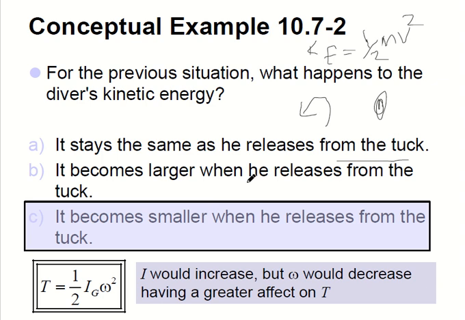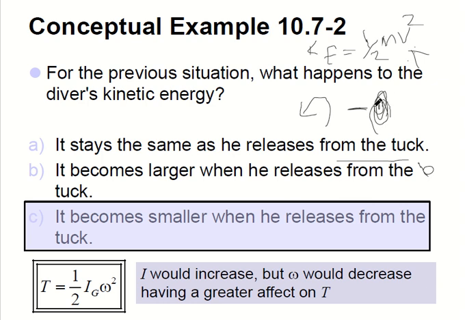So if we think about the linear kinetic energy with the linear velocity, you would choose B, but now you're dealing with rotation, because it changes from the tuck position to the extended position. So you're dealing with a different movement than the linear. There's a rotation involved. That's the reason why C, it becomes smaller when he releases from the tuck position, is because your diver's rotational kinetic energy is going to decrease.